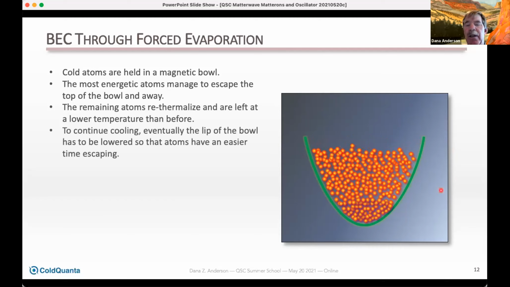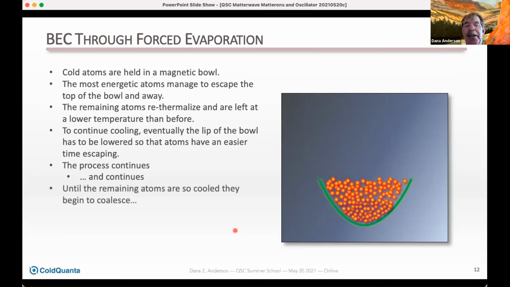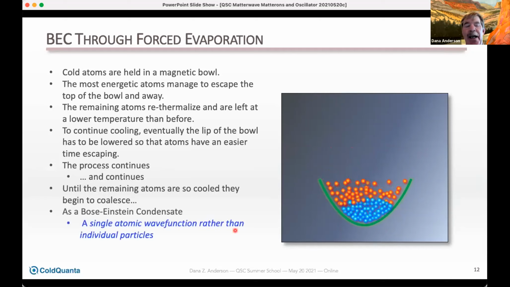Now, let's continue cooling by lowering the lip of the wall, because it takes a very long time if the lip is too high for atoms to leave. So we lower the lip and we allow the process to continue. The most energetic atoms can manage to get enough energy to get over the lip of the bowl. They leave with more than average kinetic energy, and therefore the remaining ones are left behind. And we continue to do this, lowering and lowering the lip of the bowl, allowing atoms to evaporate, leaving behind an even colder ensemble of atoms, until finally it's so cold that they begin to condense. And that's a Bose-Einstein condensate.